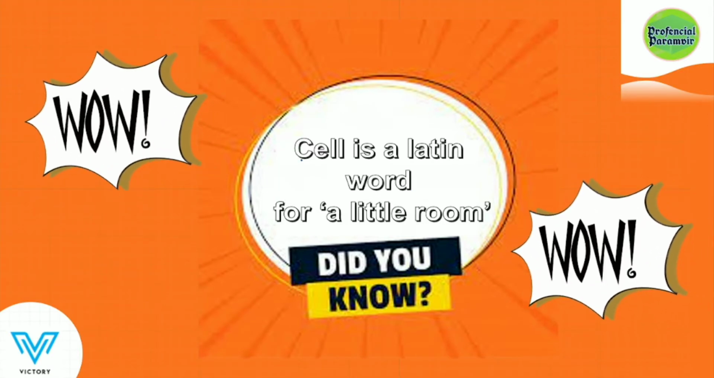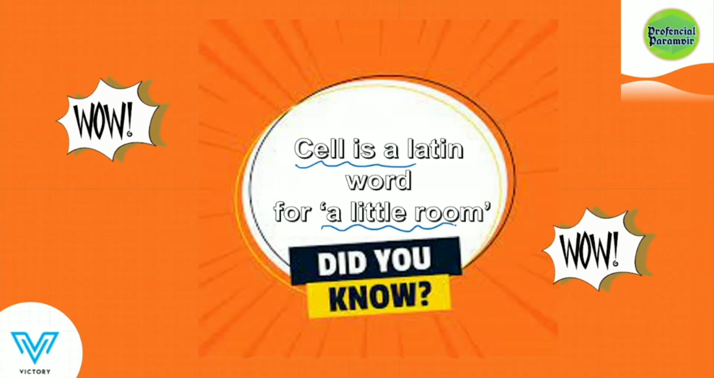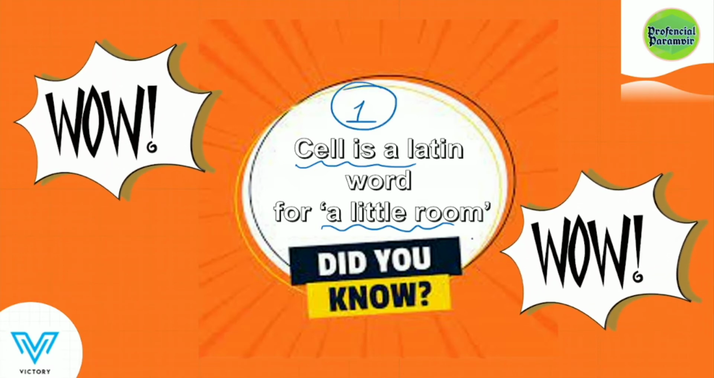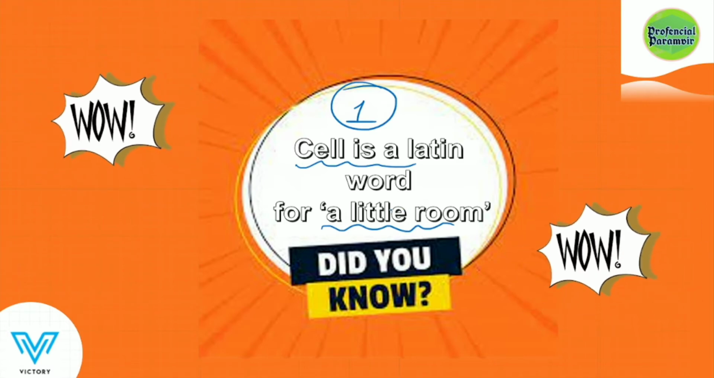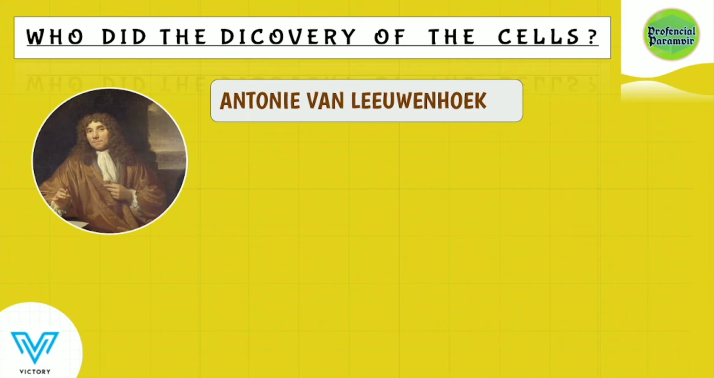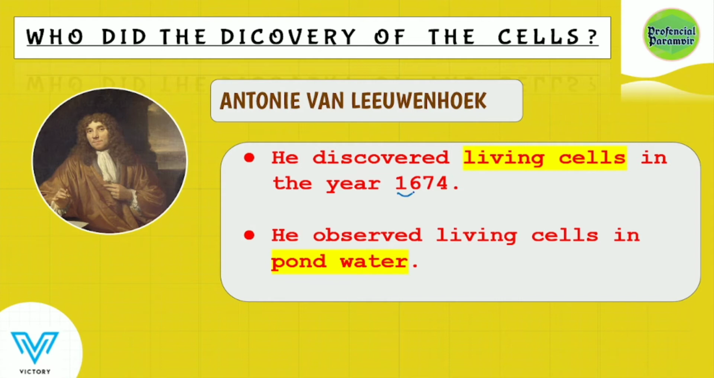Cell is a Latin word for a little room. Guys, this is an important 1 marker MCQ or a very short question. Cell is a Latin word for a little room. Who discovered the living cell? Anton van Leeuwenhoek in the year 1674 discovered living cells. Robert Hooke discovered dead cells, and Antony van Leeuwenhoek discovered living cells for the first time in the year 1674. He observed the living cells in pond water.